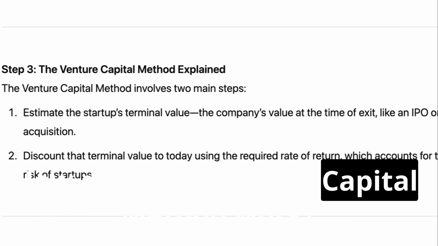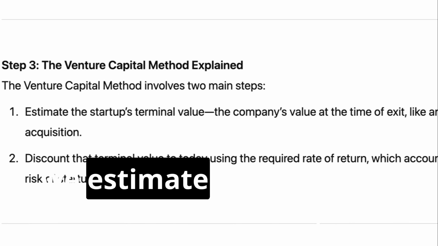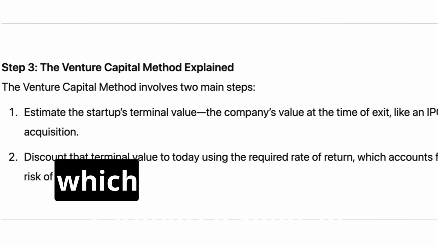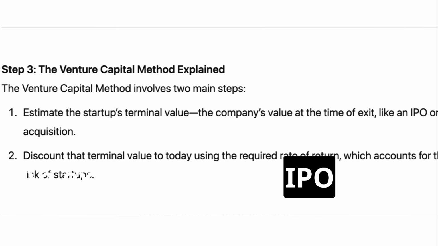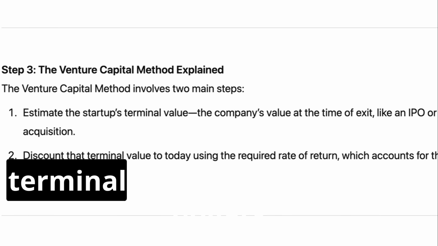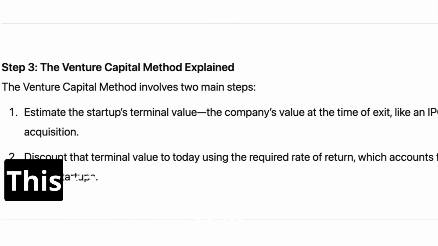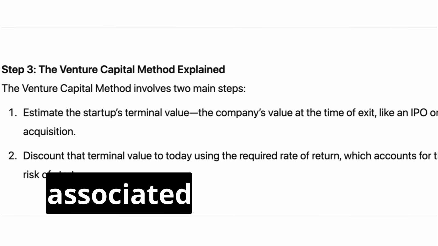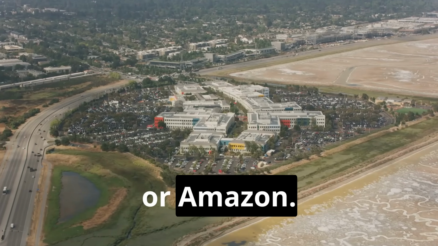How does the venture capital method work? It boils down to two main steps. First, we estimate the startup's terminal value, which is the company's estimated value at the time of exit. An exit could be an IPO or an acquisition. The second step is to discount that terminal value back to today's dollars using a discount rate. This rate accounts for the high risk associated with startups. After all, not every startup becomes the next Google or Amazon.